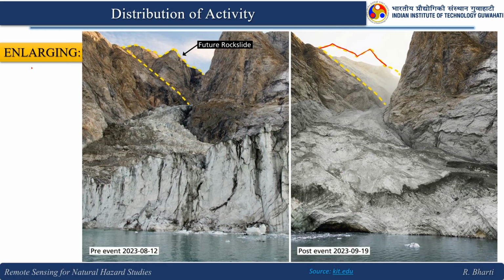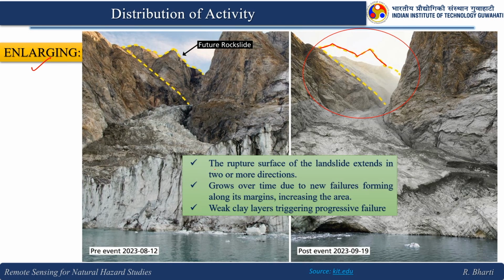So, it is because of the enlarging. So, in enlarging what happens? The rupture surface of the landslide extends in two or more directions, that is very clear here, and grows over time due to new failure forming along its margin, increasing the area, with weak clay layers triggering progressive failure, right. So, this example, I hope, is very simple to understand.